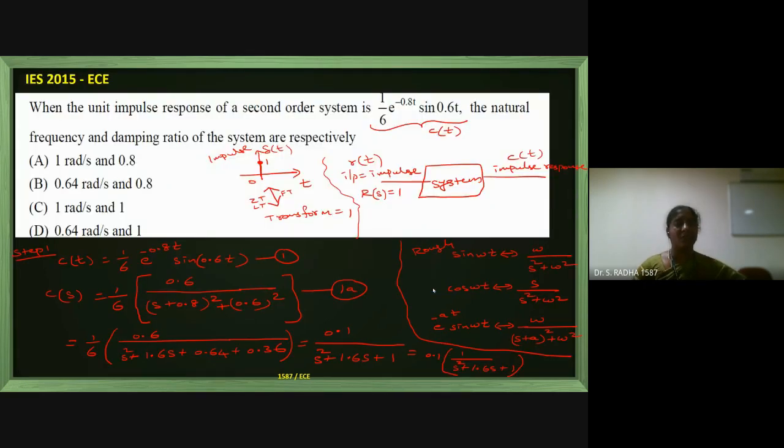Now you can check what they are asking. Natural frequency first. You should not be in a hurry. What they are asking first, natural frequency. Omega n value should be first. You have the second choice, one also is there. We have to write in the same order. You should be very cautious to write the same order.